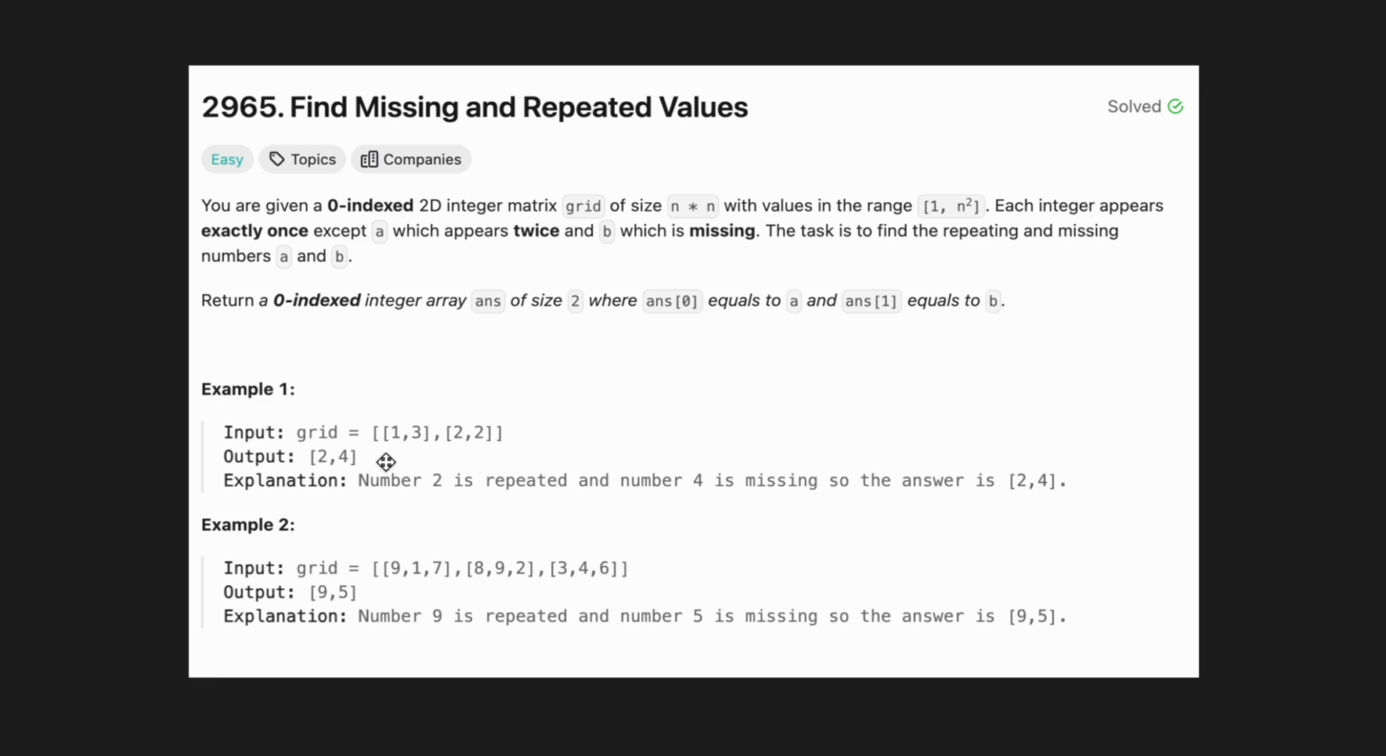So if you look at this example, from 1 to 4, 4 is missing and 2 appears twice. And in example 2, from 1 to 9, 9 appears twice and 5 is missing in the grid. So we will return an array where 9 is the first integer and 5 is the second integer. Now that we have seen some examples, let's get to how we can solve the problem.